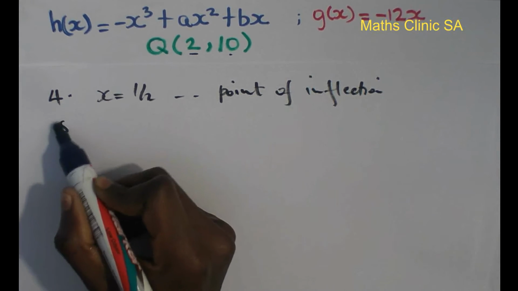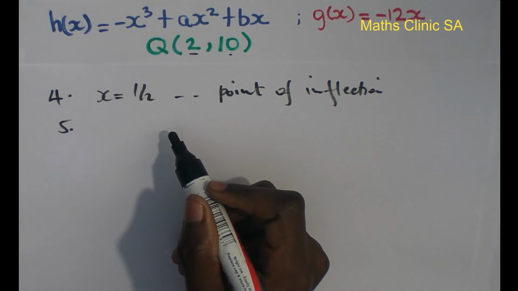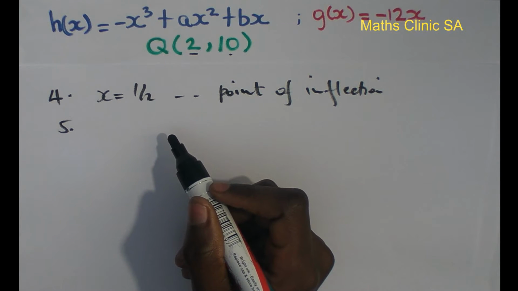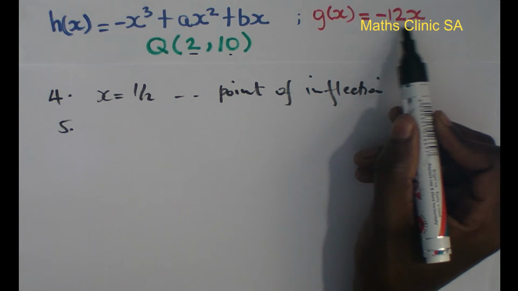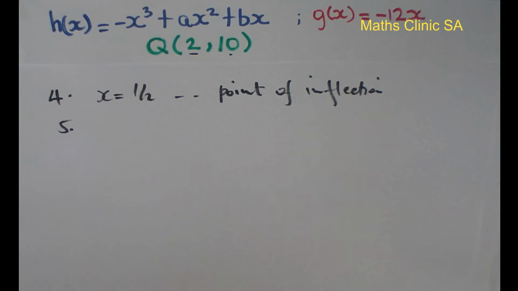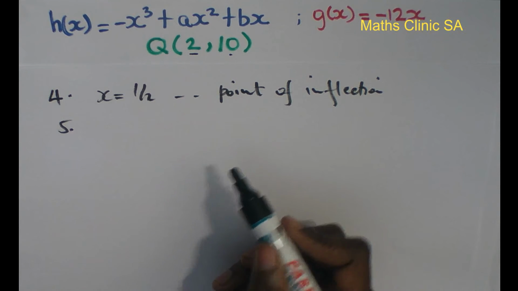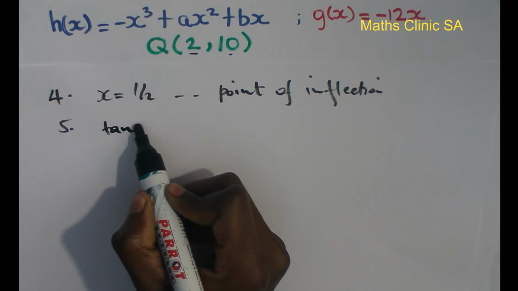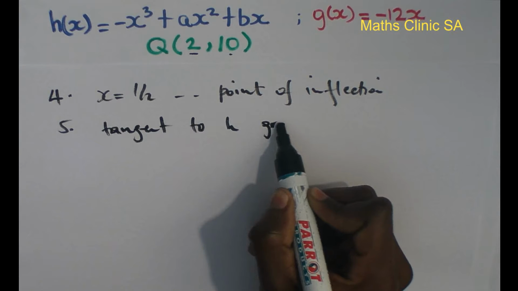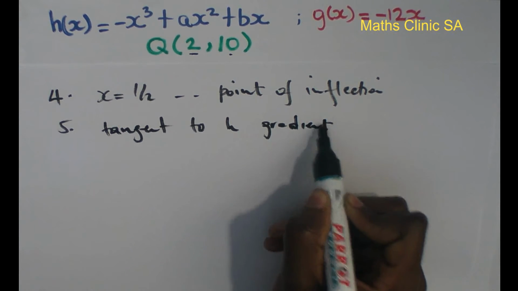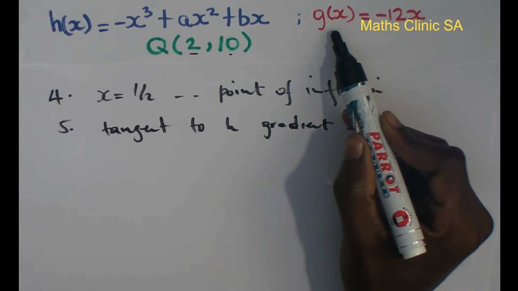Okay, and then the next question says determine the value of x given that x is less than 0 at which the tangent to h is parallel to the line. The line is given by negative 12x, and we know that when lines are parallel, their gradients are equal. So we know that the tangent to h has a gradient equal to negative 12, because it is said to be parallel to the line.